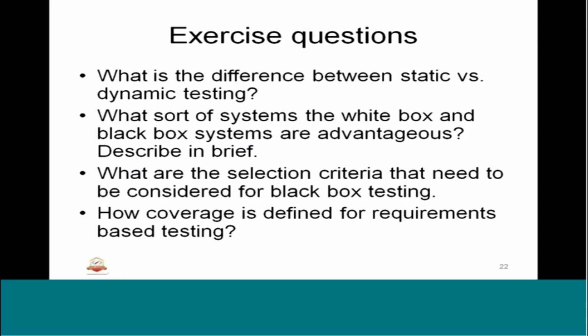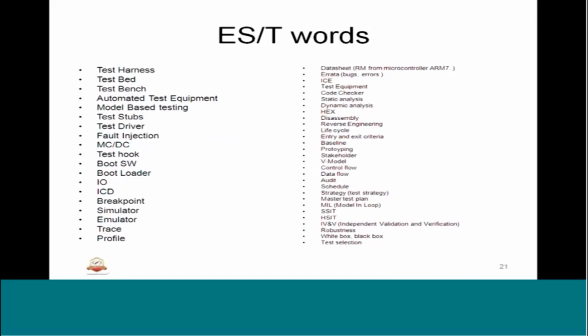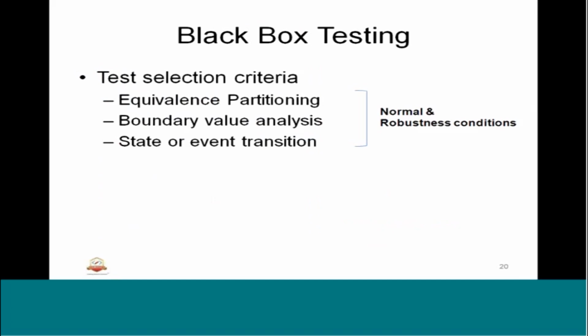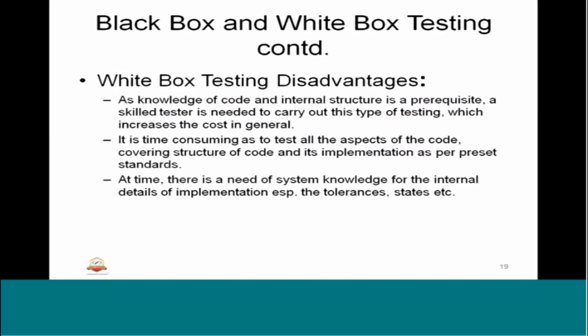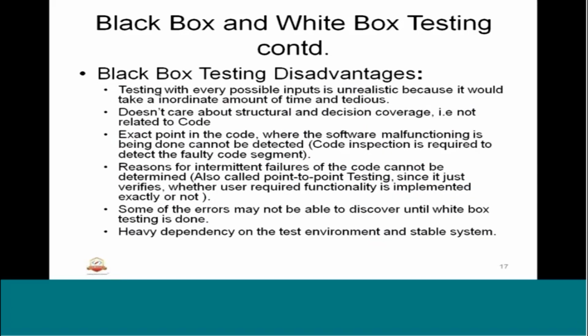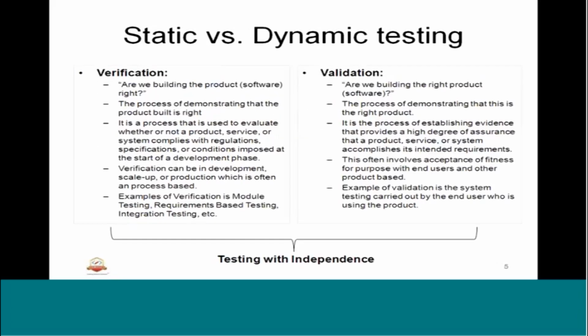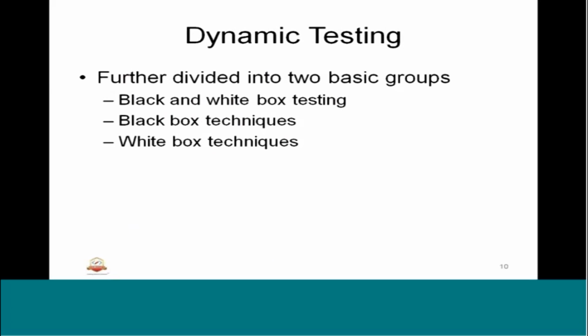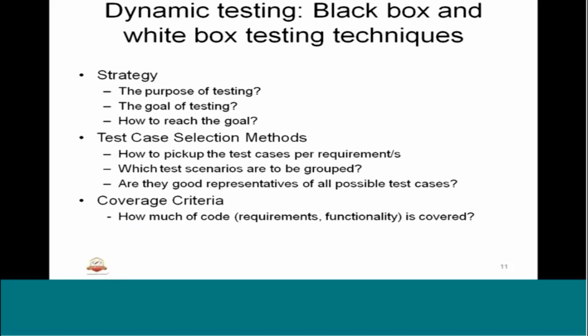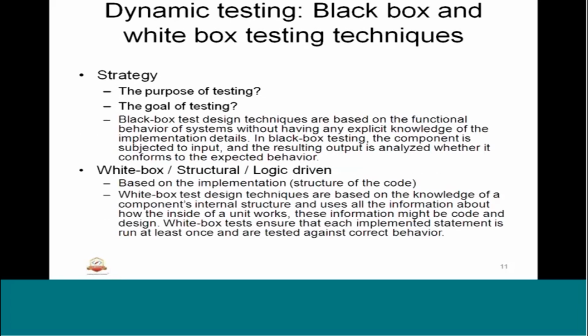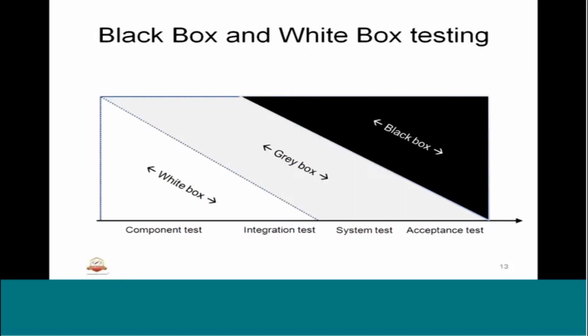Okay, so we will go to the next class with equivalence partitioning, boundary value analysis, etc. To recap on today's class, we studied about the methods of dynamic testing, black box and white box, its advantages, disadvantages, and grouping of that, and what is the test selection, and what is the coverage for white box as well as black box.